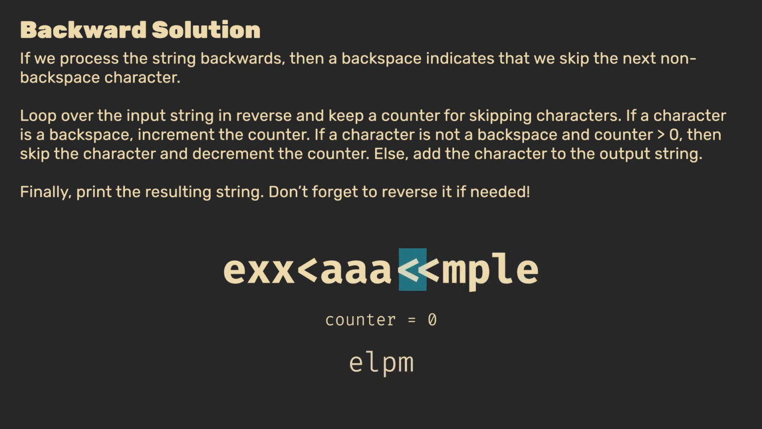Then we encounter two backspaces, so we increment the counter twice. Then we see an A, and here the counter is 2. So we skip it and decrement the counter by 1. We can repeat this until we have the complete answer. Note how we now never have to remove characters from our answer. We simply don't add what we don't need to add. So in a way, this is slightly more efficient. However, both solutions are just as valid.